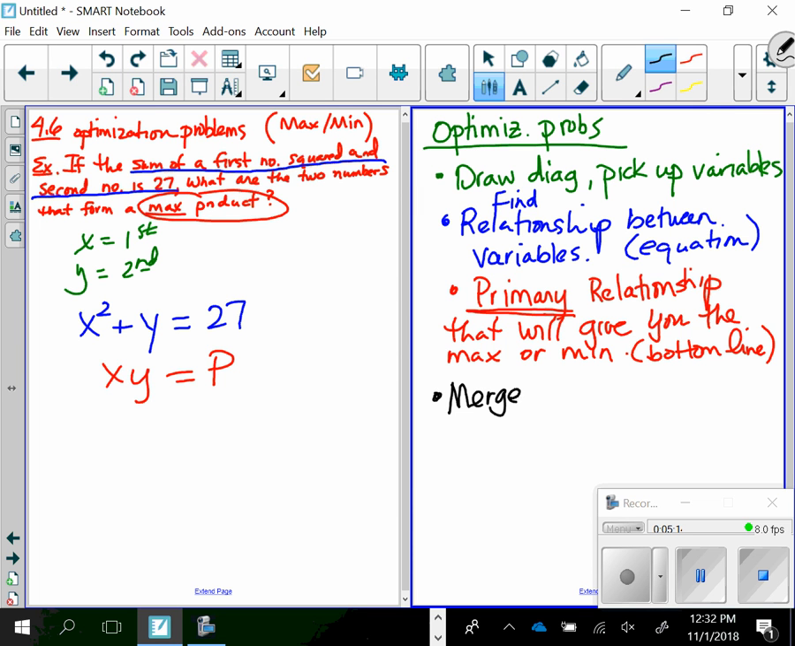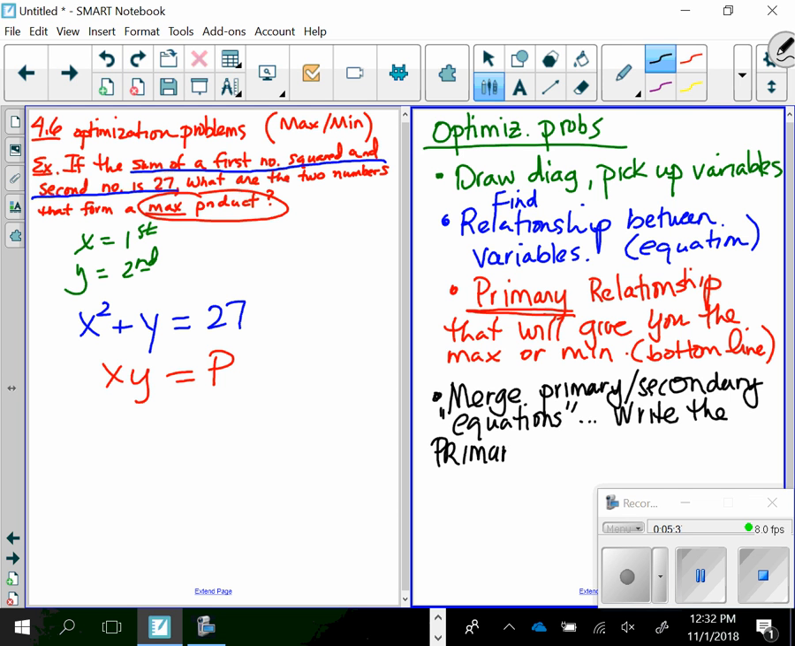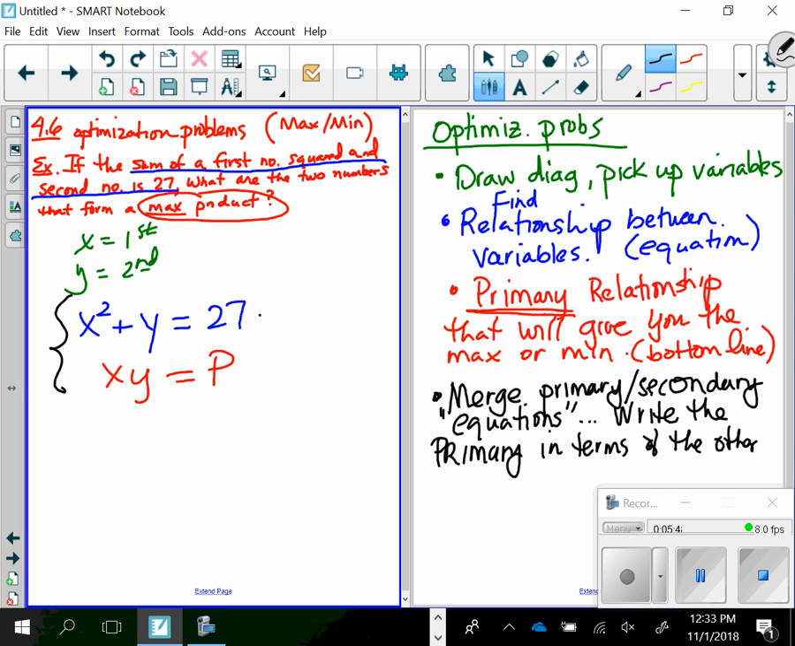Merge the primary and the secondary equations. Or if you like this better, because they're not technically both equations, write the primary, your bottom line, in terms of the other. So we are going to put this blue into red. How are we going to do that? What would be the easiest thing to do here?